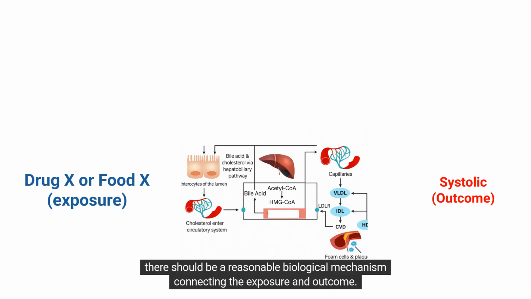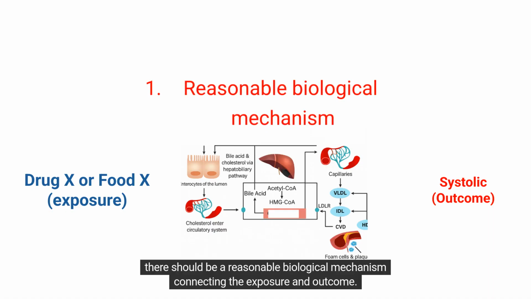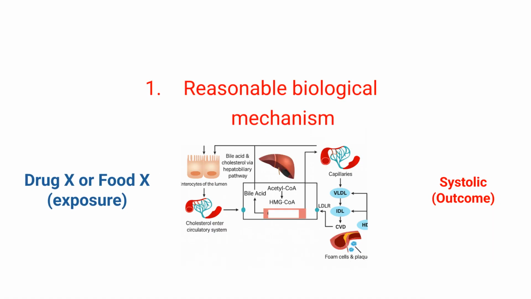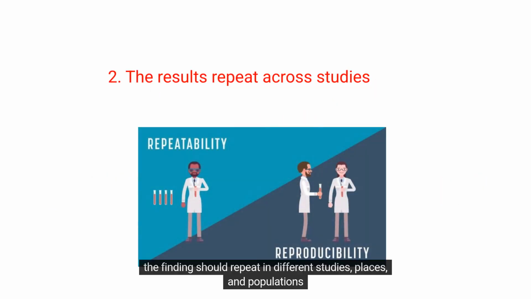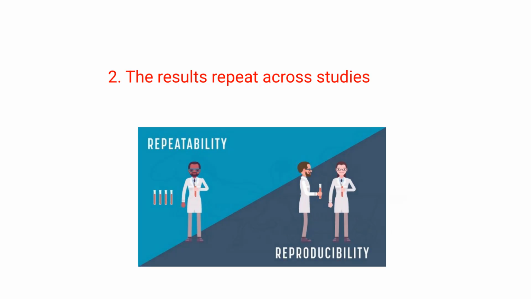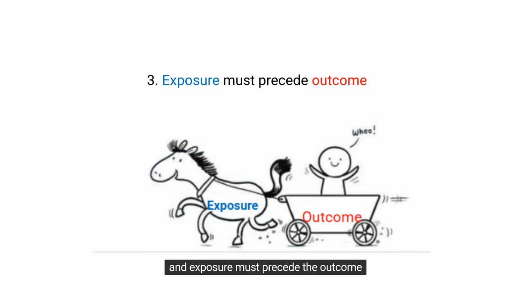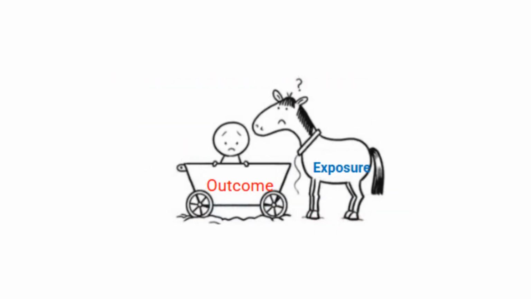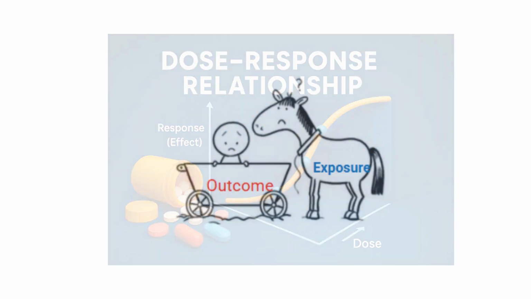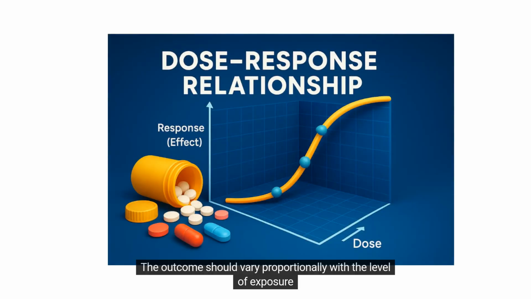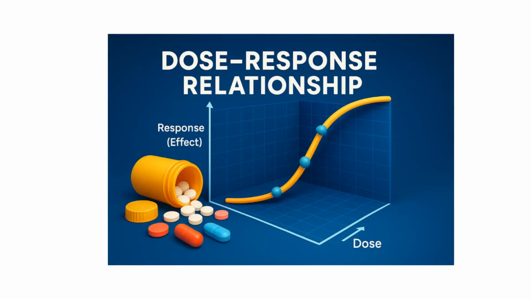1. There should be a reasonable biological mechanism connecting the exposure and outcome. 2. The findings should repeat in different studies, places, and populations. 3. An exposure must precede the outcome. Not the other way around. 4. The outcome should vary proportionally with the level of exposure.